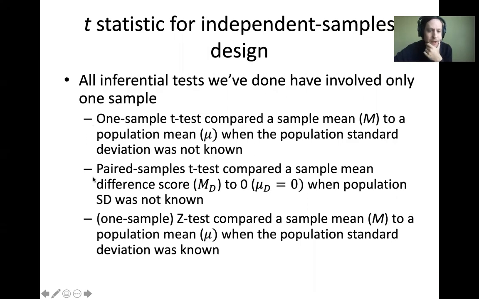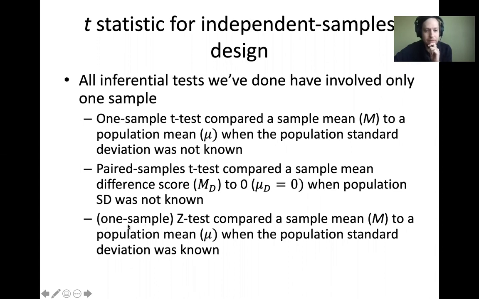We did the paired samples t-test, which is also known as the repeated measures t-test or within subjects t-test. And the one sample t-test we also did in chapter 9. It mentions here that every inferential statistic we've calculated so far, every hypothesis test we've done, has involved just a single sample mean. That's particularly obvious for the one sample t-test and the z-test.